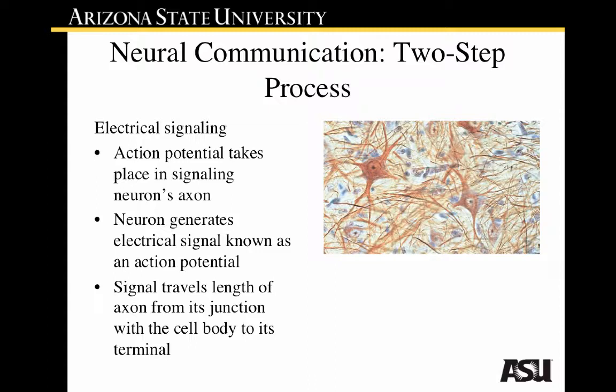So it's really a two-step process when you think about how neurons communicate with each other. The first is electrical signaling. During electrical signaling, basically what happens is an action potential takes place in the signaling neuron's axon. That neuron generates an electrical signal known as an action potential, and the signal travels the length of the axon from its junction with the cell body to its terminal. So it's basically the action potential travels along the whole axon.